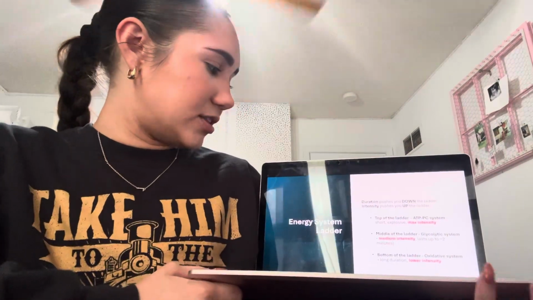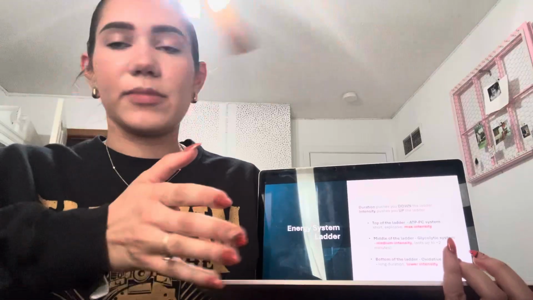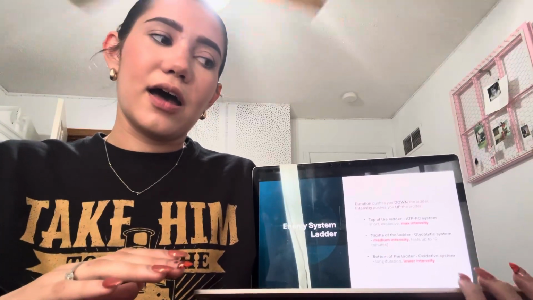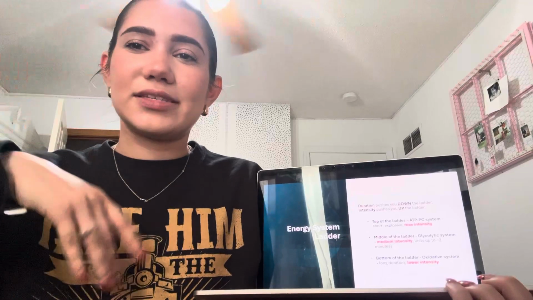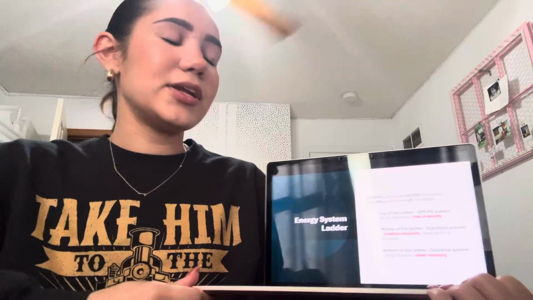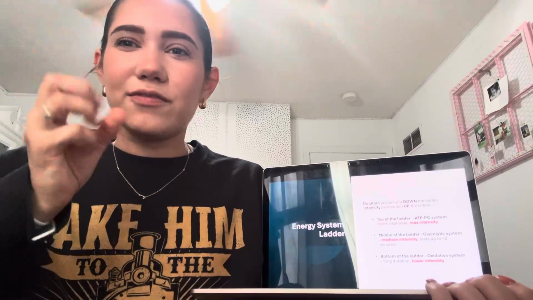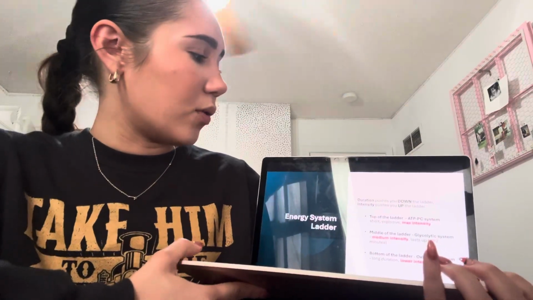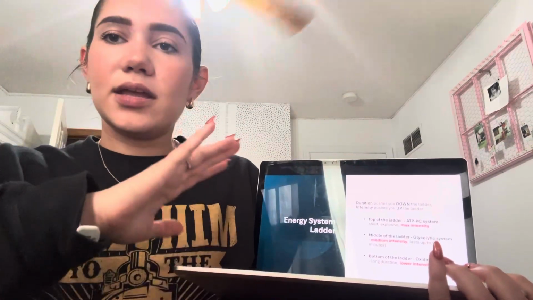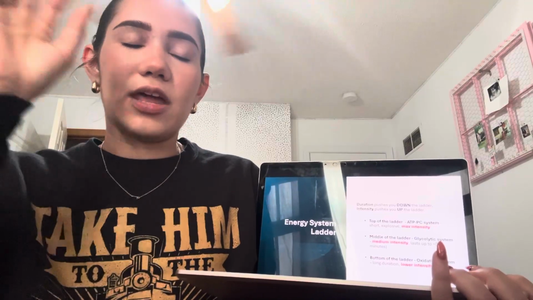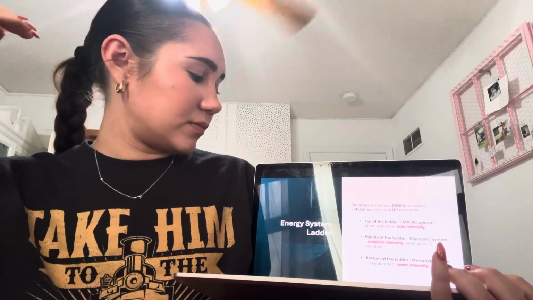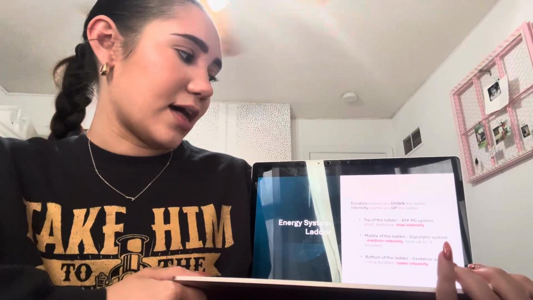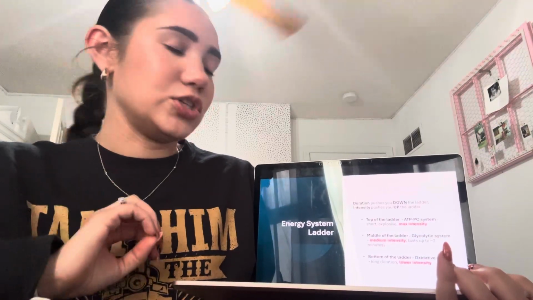And then, okay, so the energy system ladder. This puts everything together and shows you on a scale. I've been explaining how they go hand in hand, but this just really helps to clarify that. So basically, the main point of an energy system ladder is that duration pushes you down the ladder and intensity pushes you up the ladder.